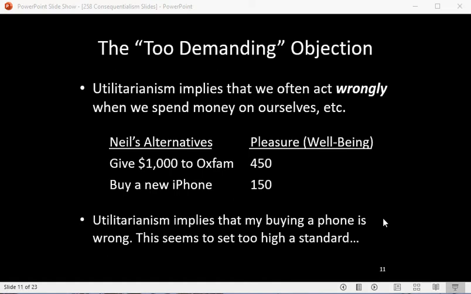Utilitarianism implies that my buying a phone is wrong, or whenever we spend money on luxuries or entertainment, according to this objection, utilitarianism implies that that's almost always wrong. But intuitively, the objection is assuming here that there's nothing wrong with me spending my own money on a new iPhone for myself. Okay, hopefully that's clear.